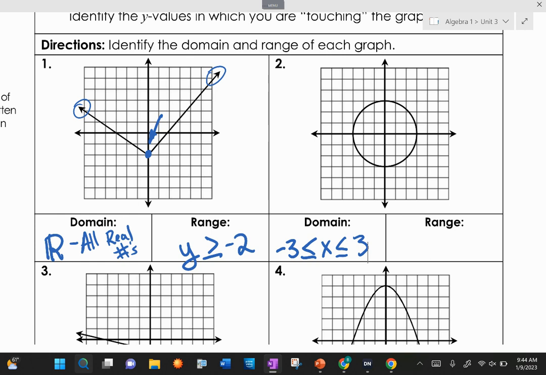I'm really excited. All right, tell me what you think. What's the lowest possible value on your range? -3. Okay, and -3 is going to be less than what? Y or X? Y, because we're talking range. And then Y is going to be less than or equal to what? Yeah, good job. Okay, number 3.